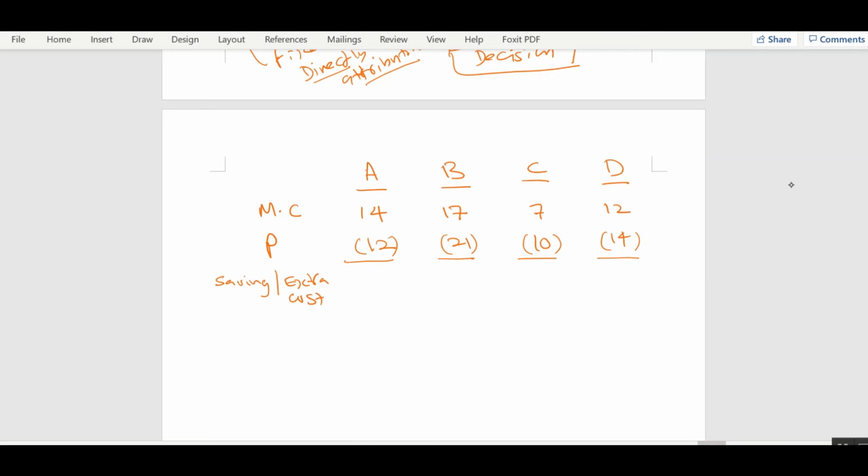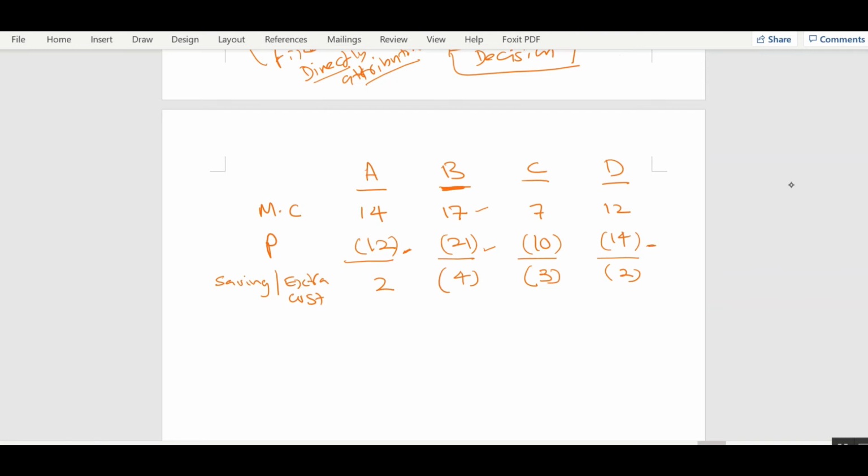When you compare this, the manufacturing cost is 14 whereas purchasing cost is 12. So there is a saving to the company. However, if you take product B, manufacturing cost is 17 and purchasing cost is 21. So therefore there is an extra cost to be incurred by the company. And product C also has an extra cost, which is $3,000, and here also $2,000, because your manufacturing cost is lower than the purchasing cost.